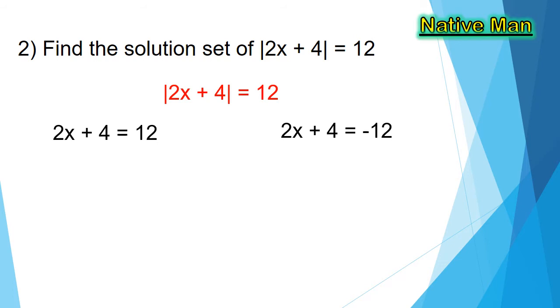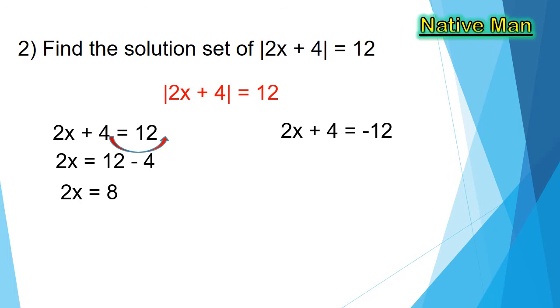Ganyan po yan. So, makakagawa po tayo ng dalawang linear equation in one variable. Yung isa is equal to 12, yung isa po is equal to negative 12. Yan po ay kapag tinanggal po natin yung absolute value. So, unahin po natin yung 2x plus 4 is equal to 12, yung positive po. So, solve po natin yan. Transpose po natin yung 4 para maiwan po yung 2x. So, 2x is equal to 12 minus 4. Kasi plus 4 po yun, kaya minus 4. So, 2x is equal to 12 minus 4 is equal to 8.